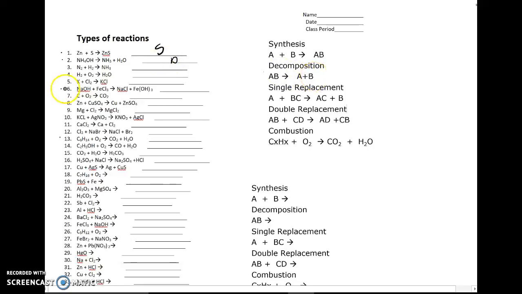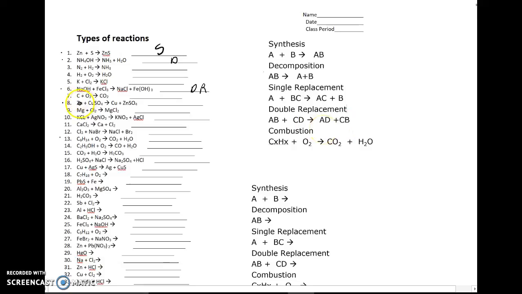If I move down to number 6, I have a compound and a compound reacting to form a different compound, or 2 different compounds. And if I look closely, I can see that the sodium and the iron have just switched places. Now the sodium is with the chlorine and the iron is with the hydroxide. So that is a double replacement reaction. That's exactly what I see happening here. The A and the C have just switched places. Now A is with D, C is with B.